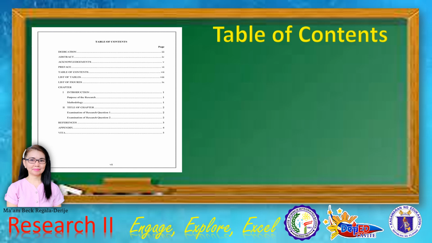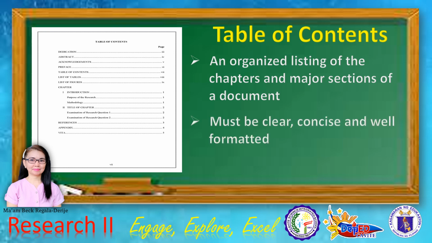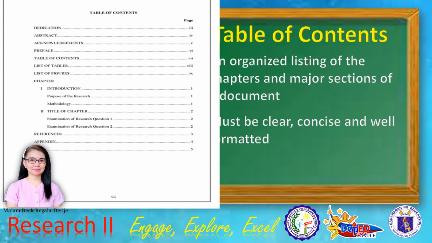Now we have the second introductory section, the table of contents. The table of contents is an organized listing of the chapters and major sections of a document. Readers will immediately be able to see how your manuscript is organized and then skip down to sections that are most relevant to them. The table of contents must be clear, concise, and well formatted. This is the first indicator of a good research paper. So we have here a sample table of contents. So how do you write it?